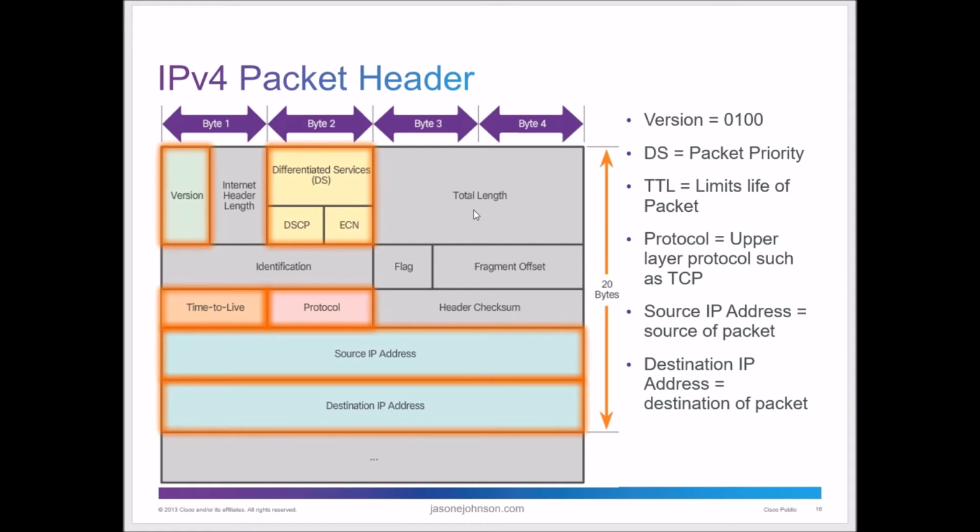Okay, so let's take a look at a version 4, or an IPv4, packet. An IPv4 packet, from a visual standpoint, is built this way. You have your version and your internet header length. That's byte 1. Byte 2 is your DS, your DSCP, your ECN.